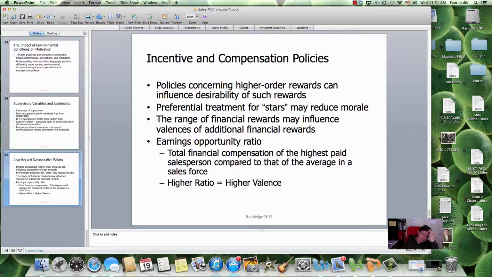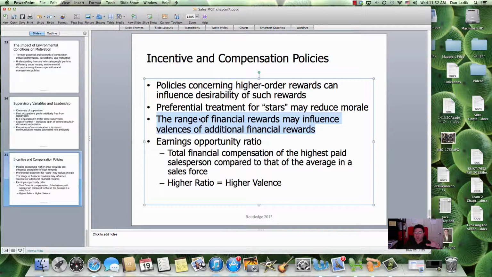And finally, we talk about some incentive and compensation policies. Firms might have a very strict way out of HR to determine how rewards are attained. You have to decide, is there preferential treatment for stars? If there is, how does that impact your other salespeople? Could that really reduce their morale because they're not a star, or they're not in a territory that is like New York City that's huge, or they do not have a product line that's just gangbusters at the moment. They have an older product line that's just selling okay.